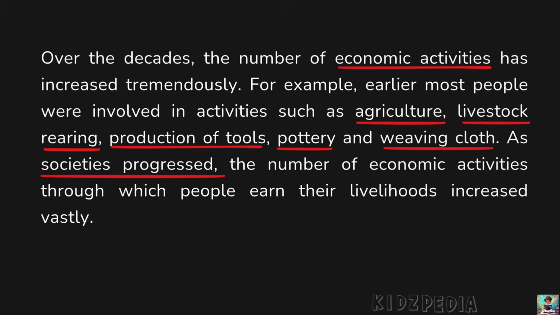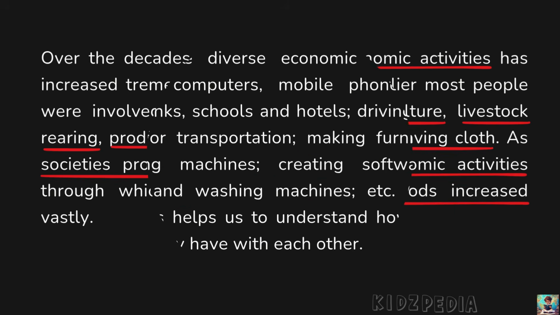So when society developed and technology improved, new kinds of work began to appear. People started working in factories, offices, shops, schools, banks, and many other places. So today, there are many more ways to earn a living than there were in the past. The number of economic activities has increased a lot over the years.